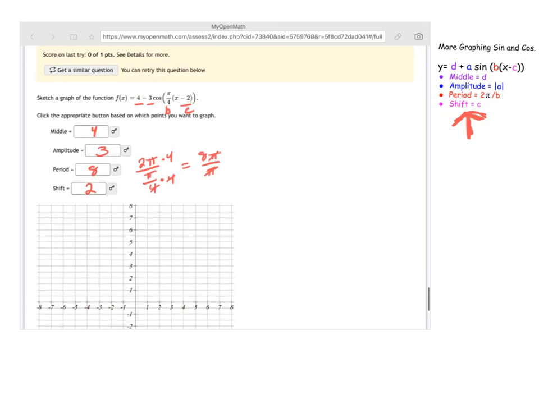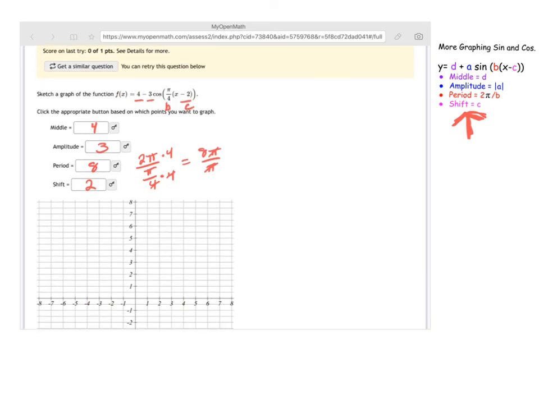So if my period equals 8, I have to do half of that, so I need to multiply by 1/2, which means 4. So that means I'm going to have to move 4 units in between my two dots.